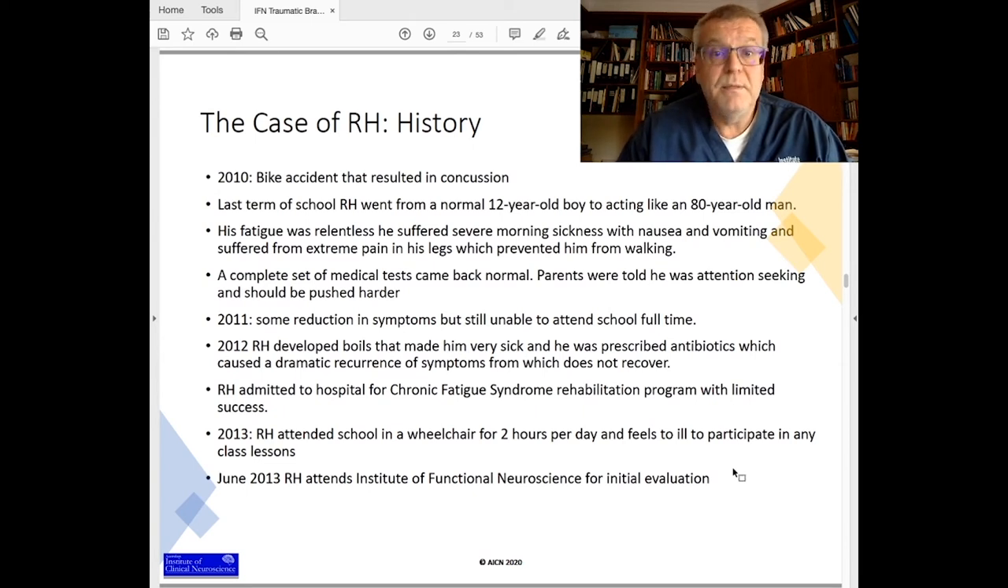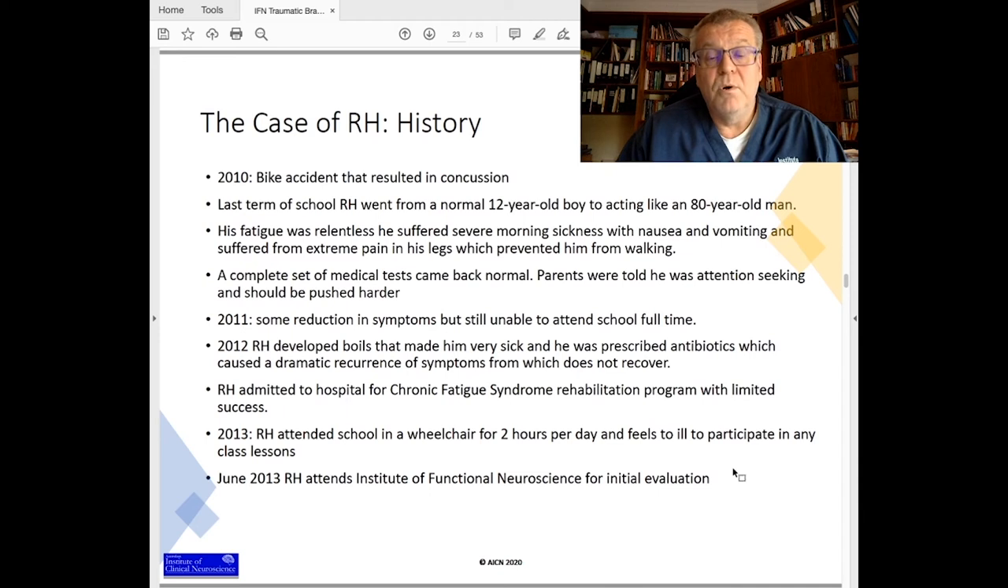His fatigue was relentless. He suffered morning sickness, nausea, vomiting, and extreme pain in his legs, which prevented him from walking. Now, I just want to point out that he did not injure his legs in the accident, so his legs were fine. So something was happening in his brain that changed the way he perceived pain or perceived the way his legs were moving. And also, I want to point out that he had some hormonal involvement. So that big slide I showed you where we connected the brain function to the hormonal function, here's an actual example of that happening.